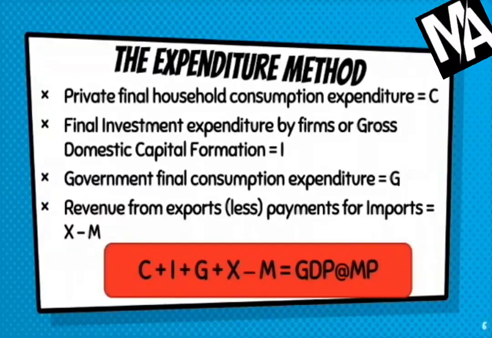plus G plus X minus M, and that is going to be GDP at market price, or the gross domestic product, which is calculated at current market prices.